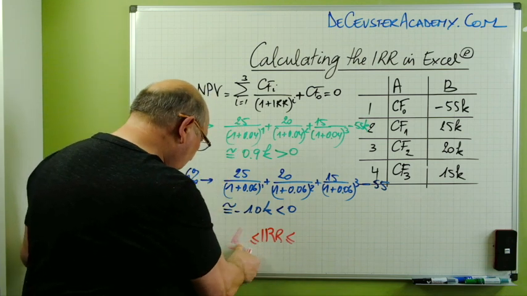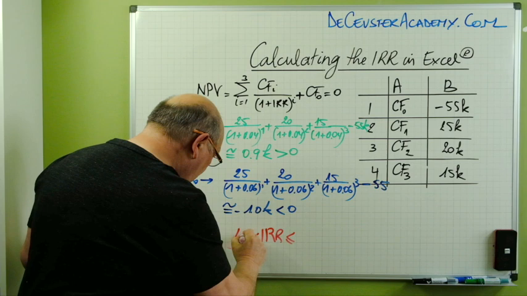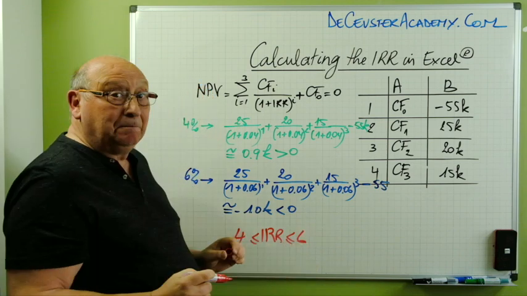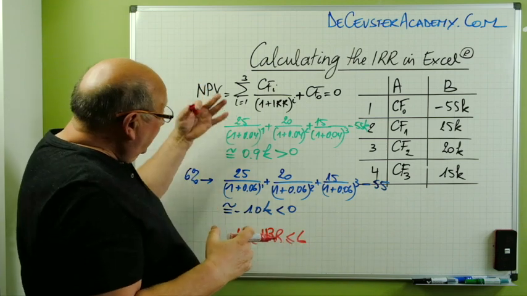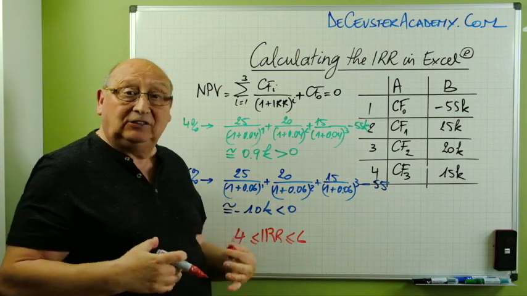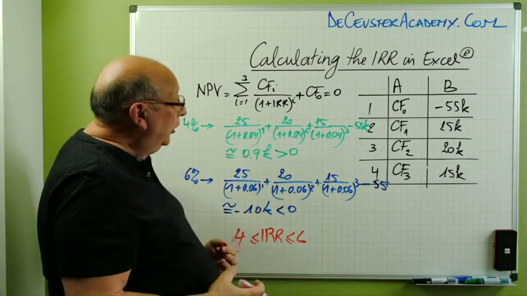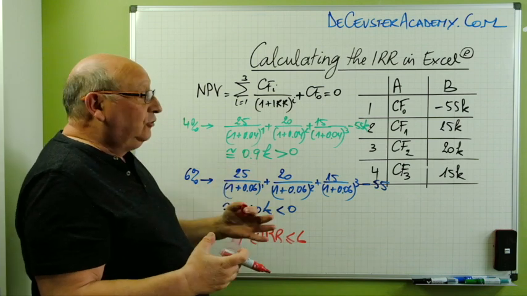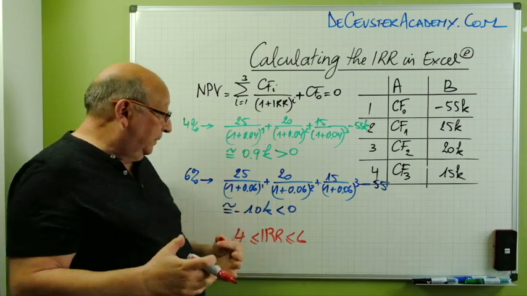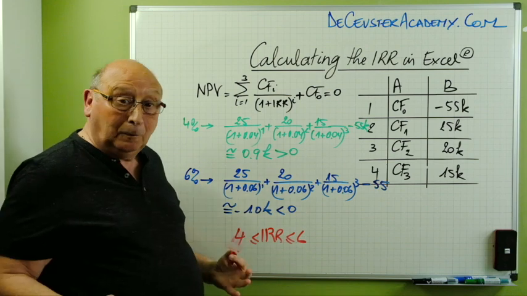So we can conclude here that the internal rate of return is between 4 and 6%. This we can repeat, we can find additional estimations of the internal rate of return, and we find that the internal rate of return will be somewhere between those two.